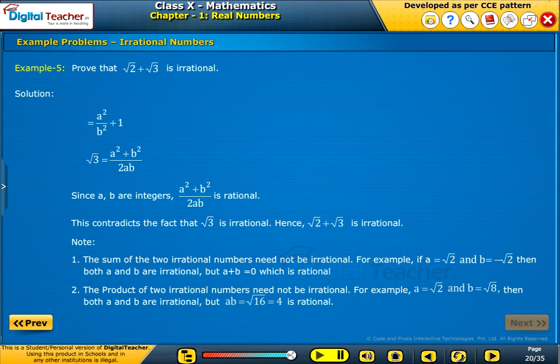Next, the product of two irrational numbers need not be irrational. For example, a is equal to root 2 and b is equal to root 8. Then both a and b are irrational. But ab is equal to root 16, which is equal to 4, is rational.